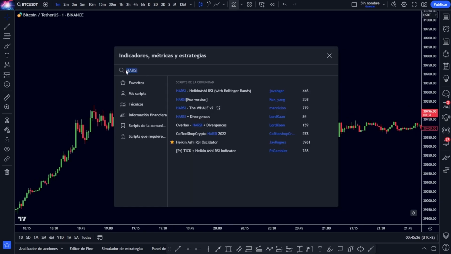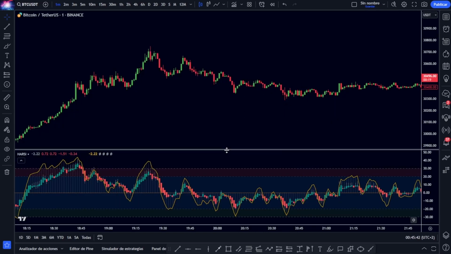First, in the indicators area, we look for RSI and select the J. Rogers Heiken Ashi RSI oscillator. Click and it will appear something like this.